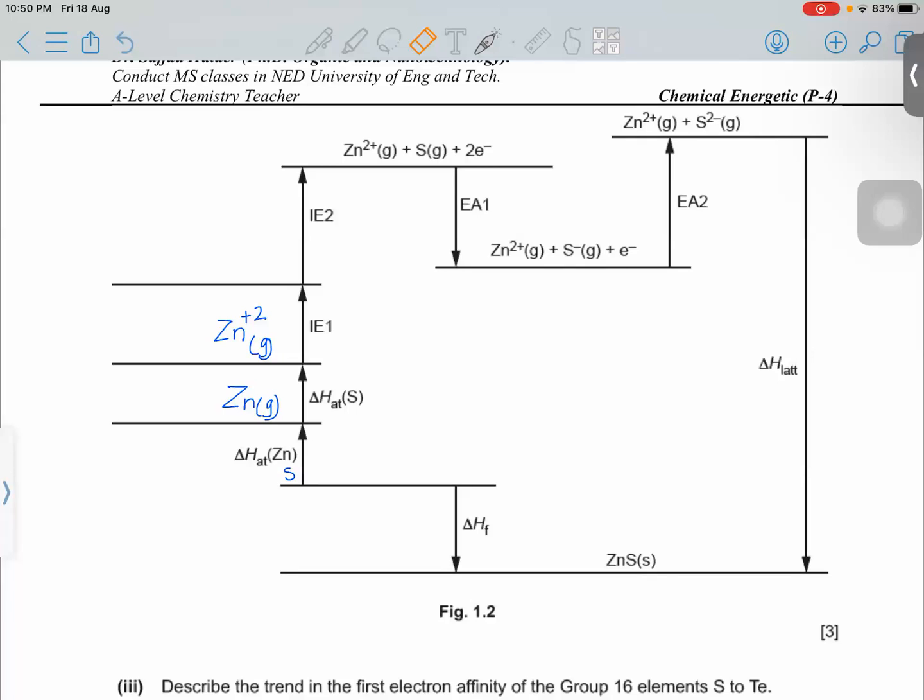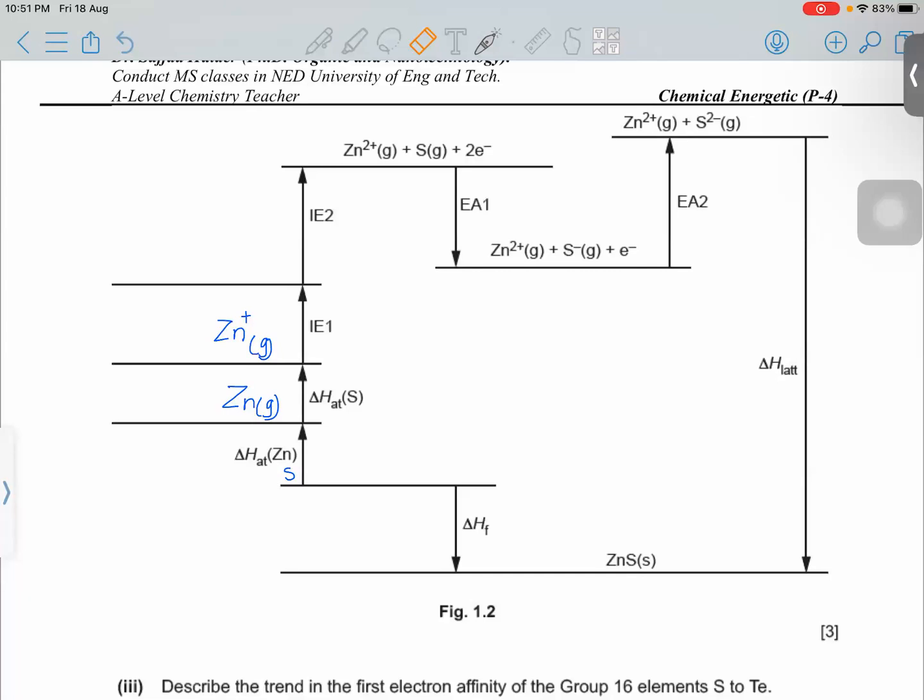Are you getting my point? Yes, sir. So this is the first ionization energy of zinc. Do you find any mistake in it? It will be Zn plus 1, right? Yes. Good. It is Zn plus 1 because it is the first ionization energy.